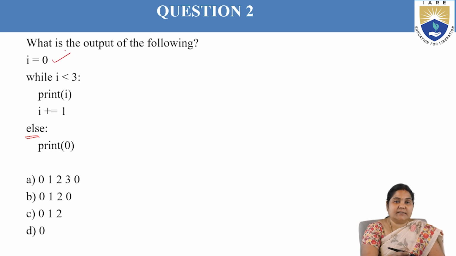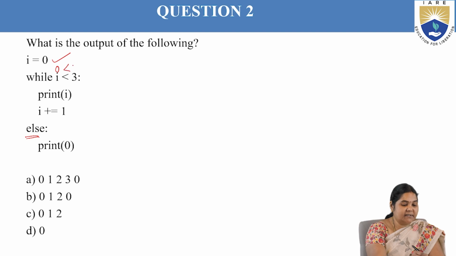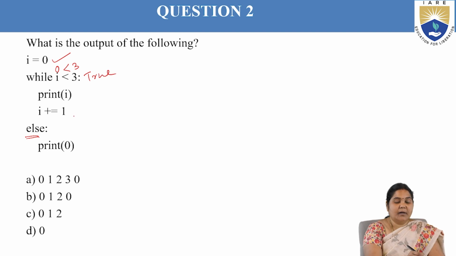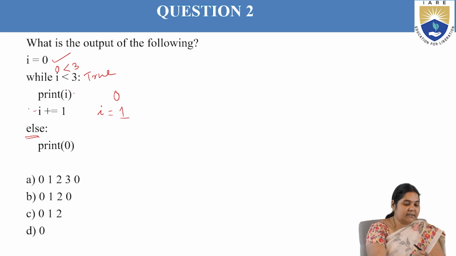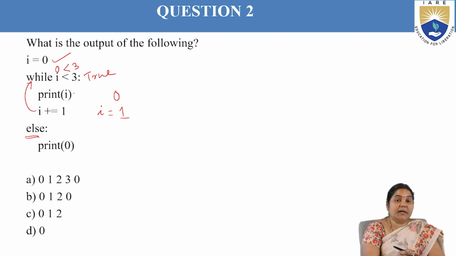So let us understand how it works. Initially, the value of I is equal to 0. So while 0 is less than 3, is it true? Yes, 0 is less than 3. It is true. So if it is true, print the value of I. So 0 will be printed. Then I is incremented to I plus 1. So I becomes 1. Now, next again go to the loop. When the loop condition is false, then it comes to the else part.